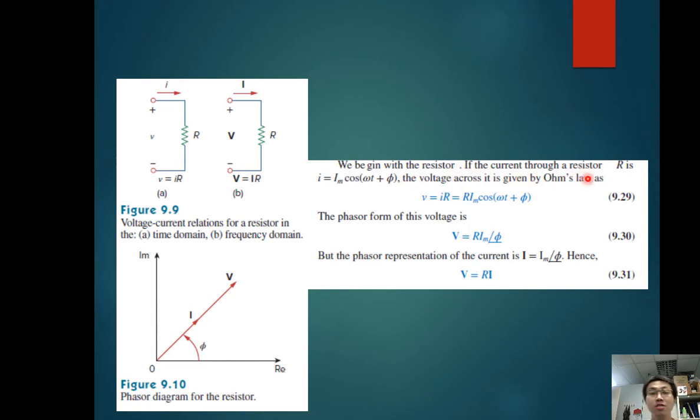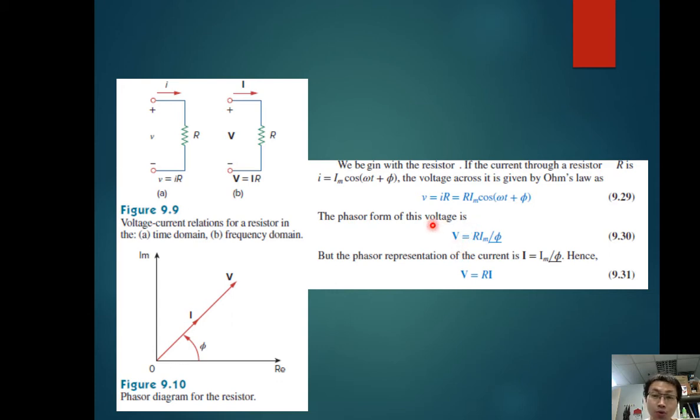If the current through a resistor R is I equals Im cos(omega t plus phi), where Im is the peak of the I, then this is AC. The voltage across is given by Ohm's law, V equals IR. So I copy R, then I copy Im, and I copy cos(omega t plus phi) here. Then I change into phasor form. When I change into phasor form, it is a vector.